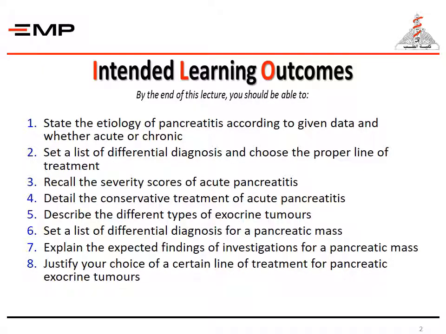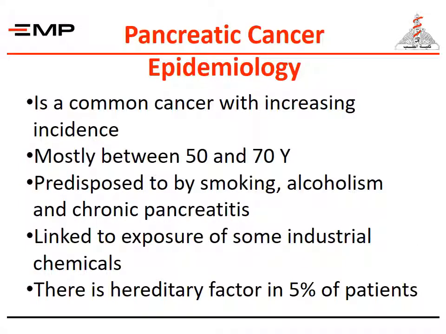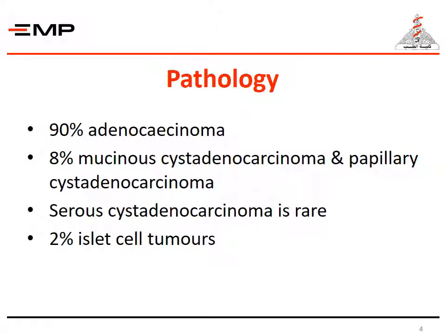This slide is to remind you with the ILOs of this lecture. This slide demonstrates the epidemiology of pancreatic cancer. Adenocarcinoma comprises the majority of pancreatic tumors. A mucinous cyst of the pancreas might well be malignant, while a serous cyst is rarely malignant.